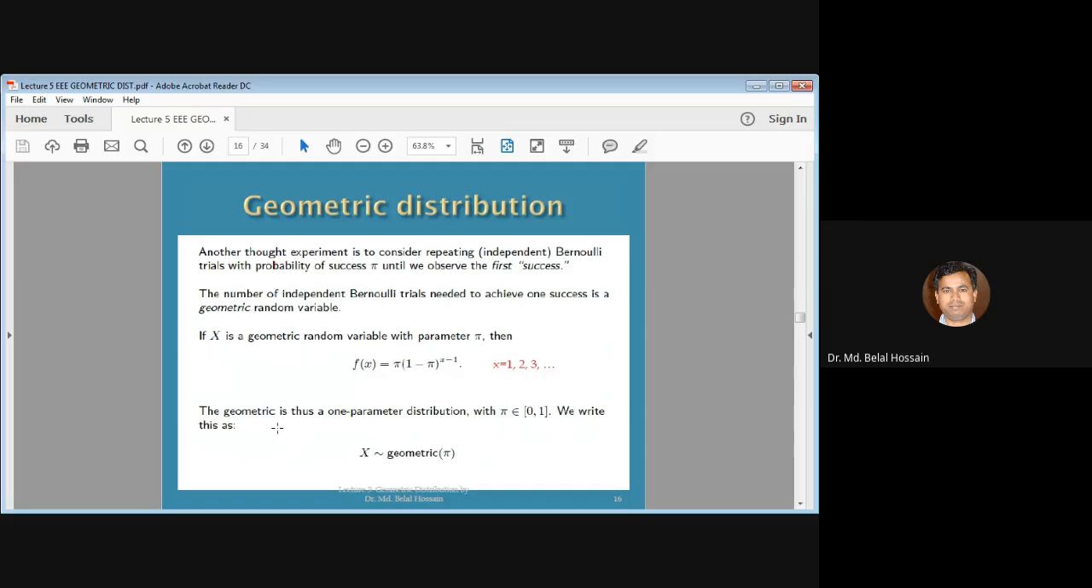The geometric distribution is thus a one parameter distribution. So we write that pi is the only parameter. Okay, pi is the probability, it takes value 0 to 1. So we can write that x follows geometric distribution with pi as the only parameter.